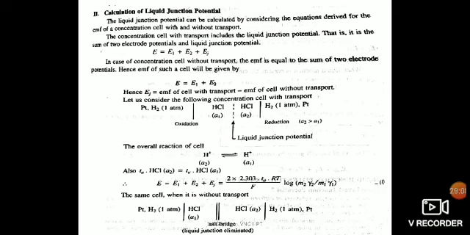Now, let us consider the following concentration cell with transport as we considered earlier. Here it is: platinum, H2 1 atmosphere bar, HCl of activity A1, in communication with HCl of activity A2, bar H2 1 atmosphere, platinum. At the left hand side oxidation takes place, and at the right hand side reduction takes place. Here A2 is greater than A1.